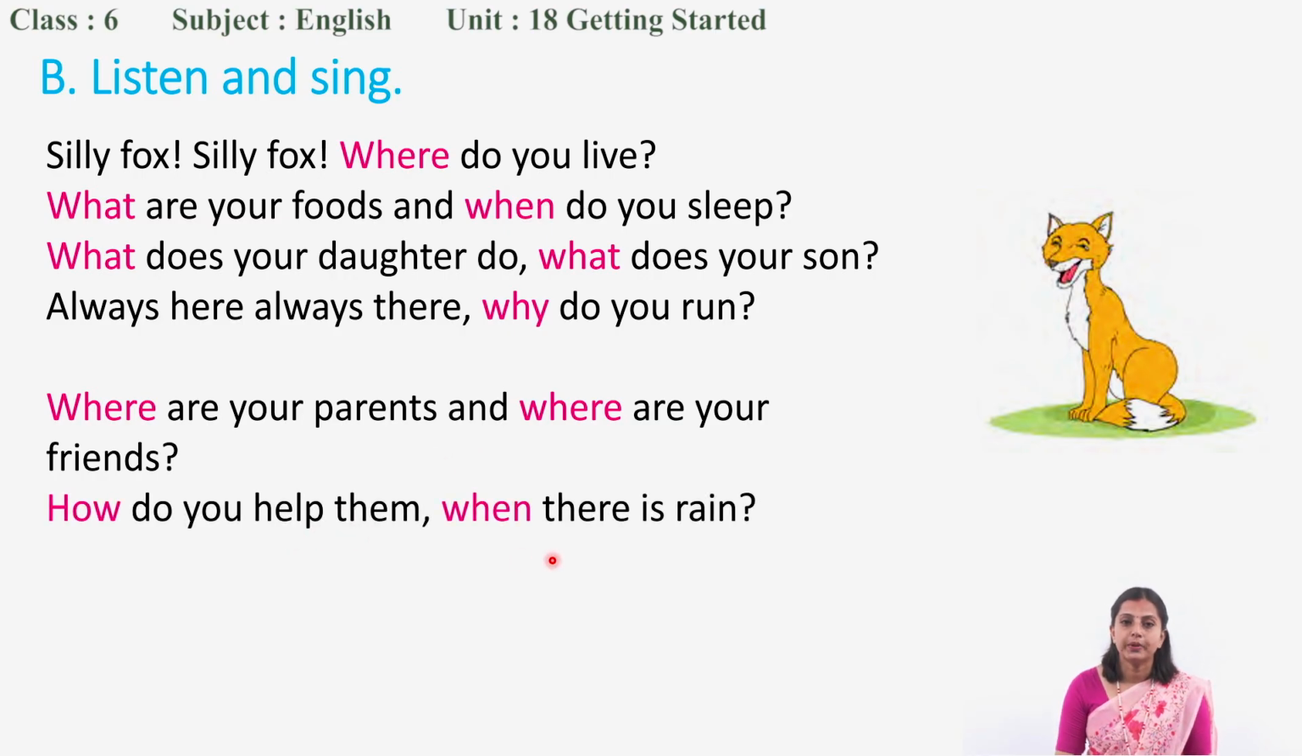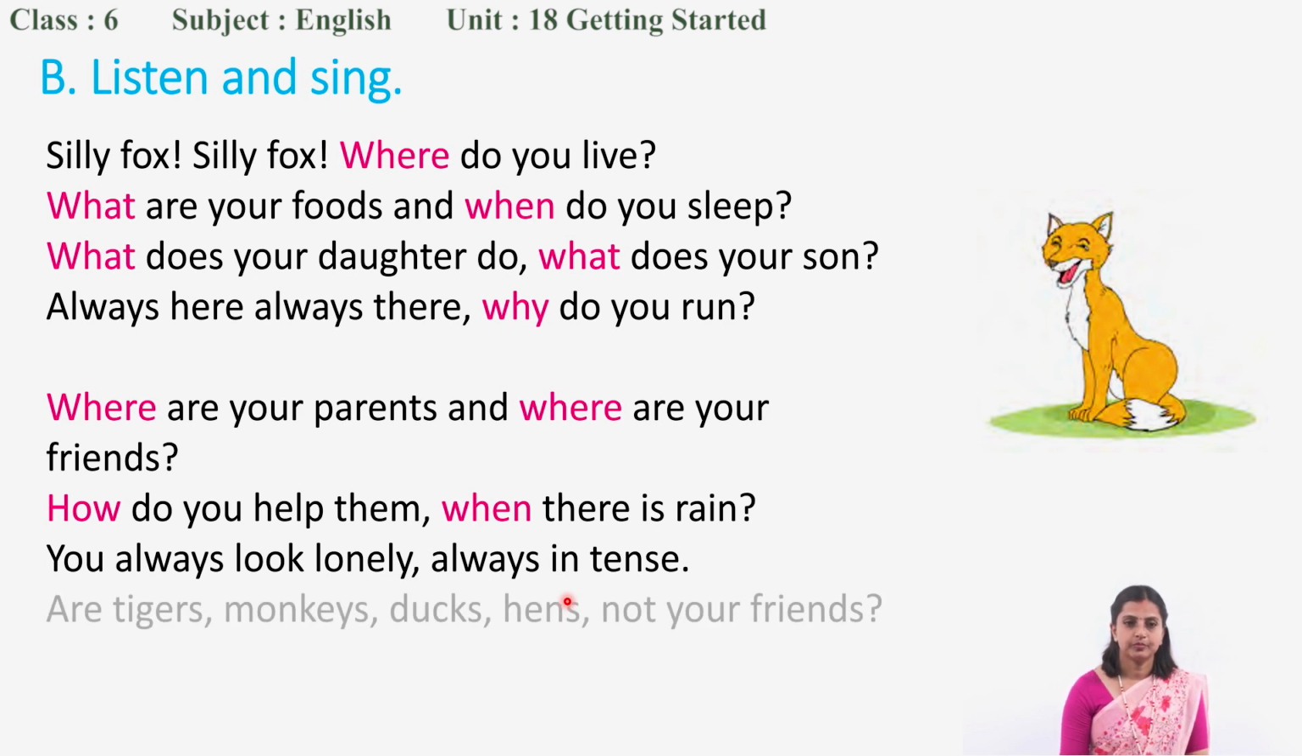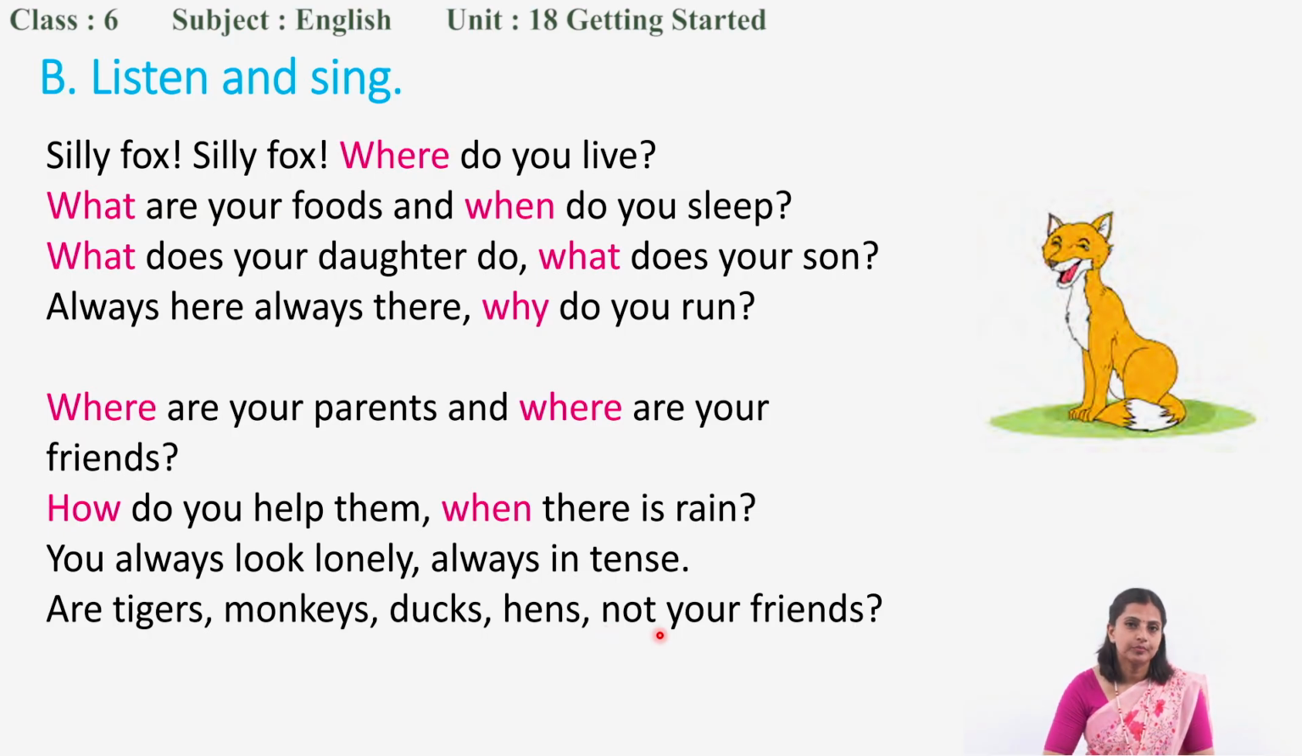How do you help them when there is rain? You always look lonely, always intense. Are tigers, monkeys, dogs, hens not your friends? Where are your parents and where are your friends? How do you help them when there is rain? You always look lonely, always intense. Are tigers, monkeys, dogs, hens not your friends?